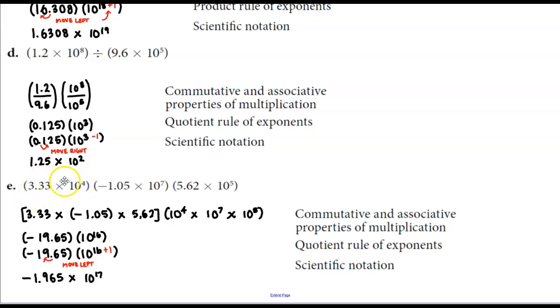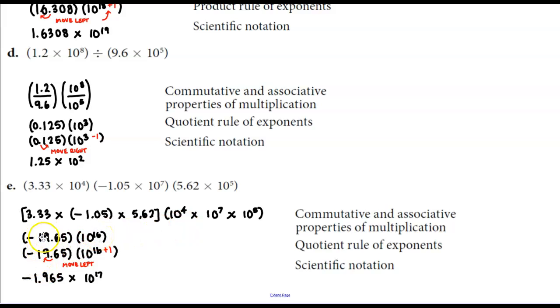In part E, we have 3 scientific notation numbers. So we're going to take the three numbers at the beginning, so 3.3 times negative 1.05 times 5.62 to give us negative 19.65. And then we're going to take the powers of 10, so 10 to the 4th times 10 to the 7th times 10 to the 5th, meaning that since we're multiplying all the same base, we're adding our exponents to get 10 to the 16th power.